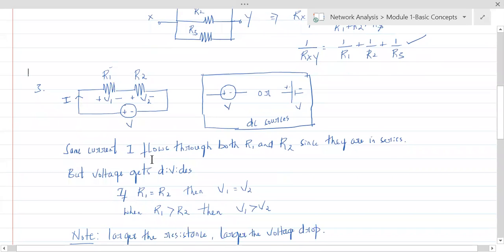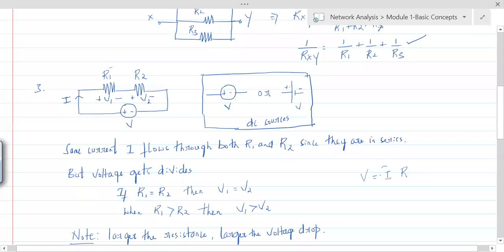Now when R1 is greater than R2, V1 is greater than V2. That means if the resistance is greater, the voltage drop across it is also greater. So how to understand that? Those who have confusions regarding this, see here: this is V is equal to IR. This is Ohm's law. Everybody understand that? Now, in this, what is constant? I is constant here. The current flowing through R1 and R2 is not changing.